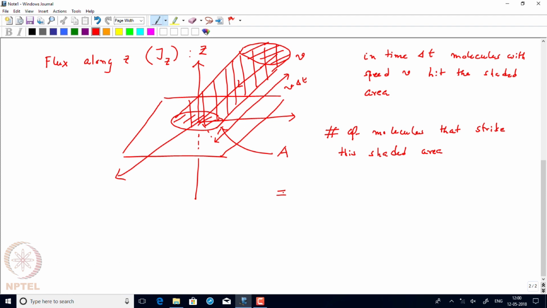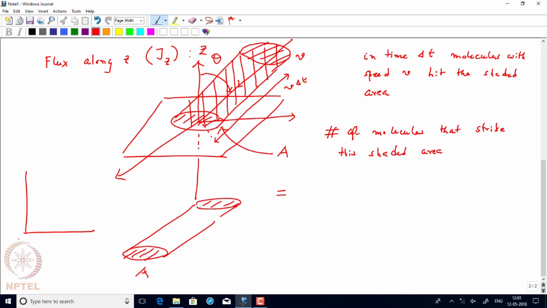Now see that this cylinder is a slant cylinder. It has a cross-sectional area. The base area is A, and it has a slant like this. Let us assume the cylinder has this axis, and this axis is making an angle theta with respect to the positive z axis. So in our spherical polar coordinate concept, this is nothing but the inclination with respect to the positive z axis.